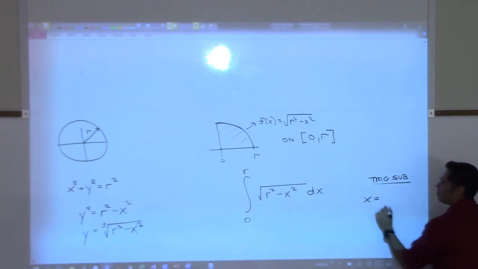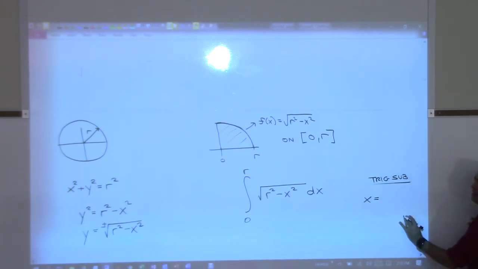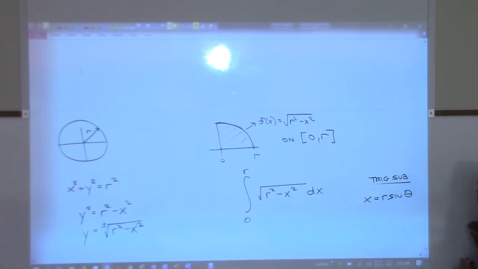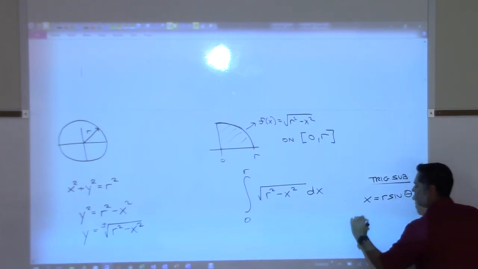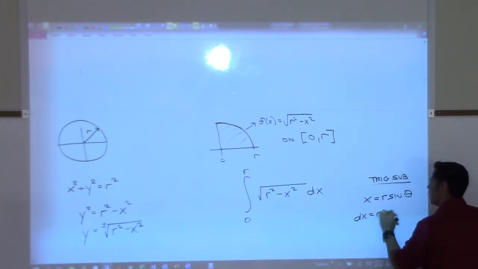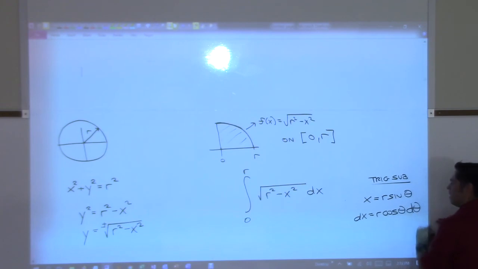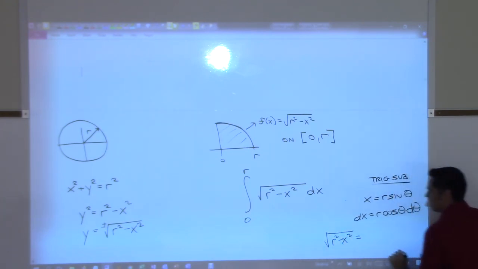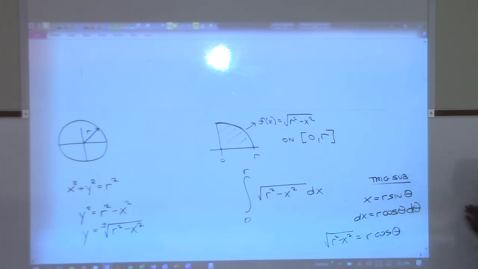x will be replaced with a sine theta, right? But what's a for us? A is actually r, isn't it? So this is r sine theta. Then we can just continue. dx is then going to be r cosine theta d theta. And then we know that the square root of r squared minus x squared should be turning into what? r cosine theta. And now we rewrite the integral, right?